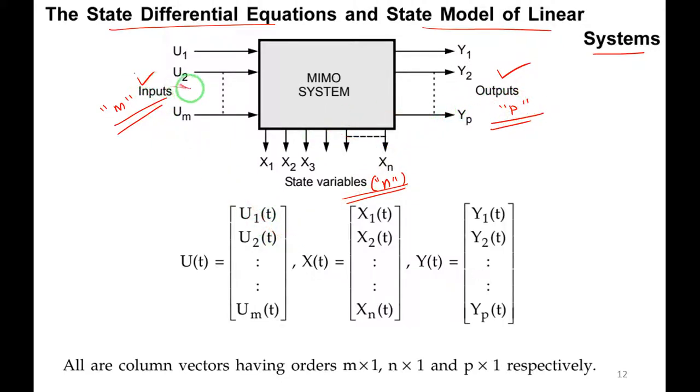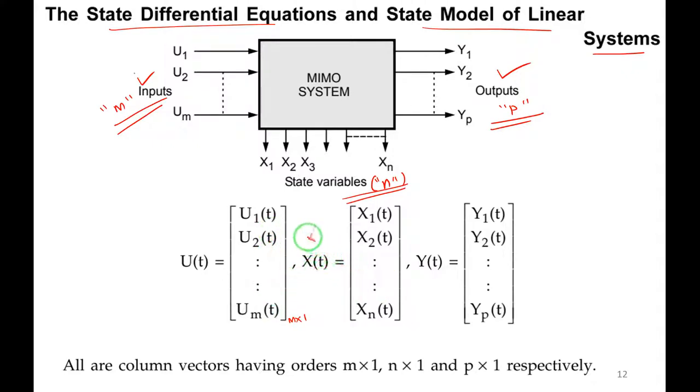We can write the inputs, the state variables and outputs in the form of a vector. That is, u of t is the input vector: u1 of t, u2 of t and so on till um of t. M number of inputs are there, so it is m cross 1: m rows, only one column.